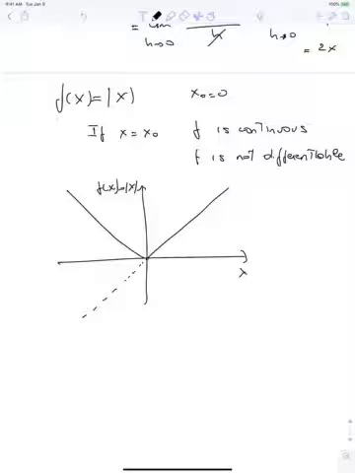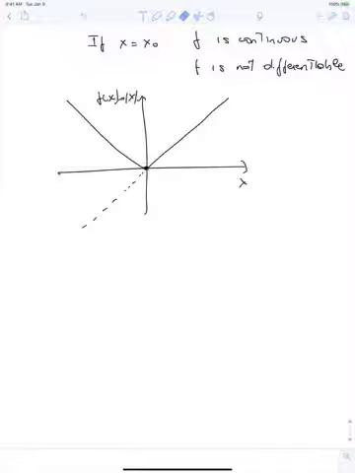Obviously, in all the other points, the function is continuous and differentiable. This is just a straight line. But in the point x equals 0, the function is not smooth. And you should already know that, generally speaking, a function has to be smooth to be differentiable.